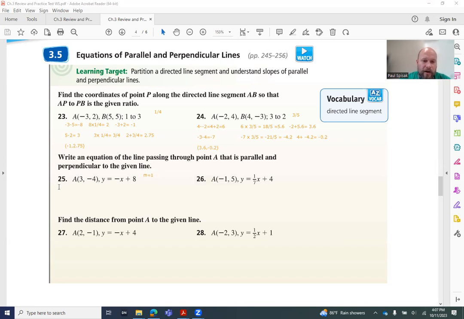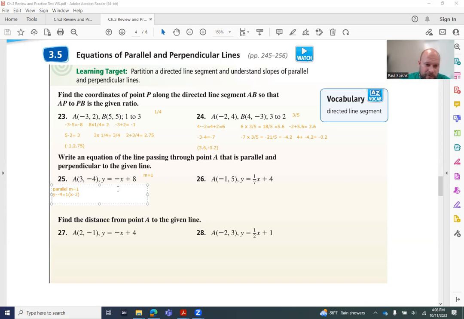So then for our parallel line, our slope will also be that same value. So our slope will be positive 1. Now, we need to write it in an equation. So point slope form would be the one to plug in here. y minus the y1 value of -4 equals the slope 1 times x minus the x1 value of 3.